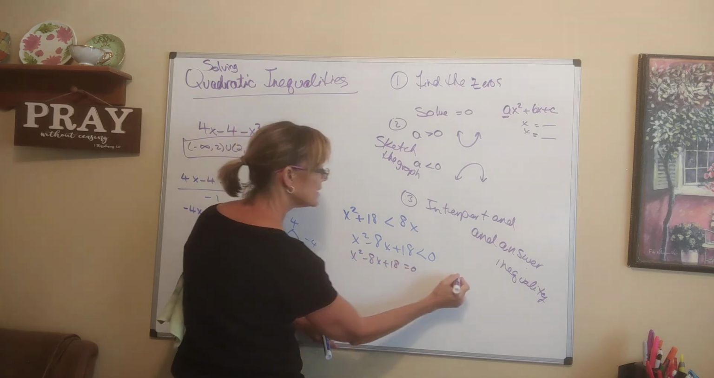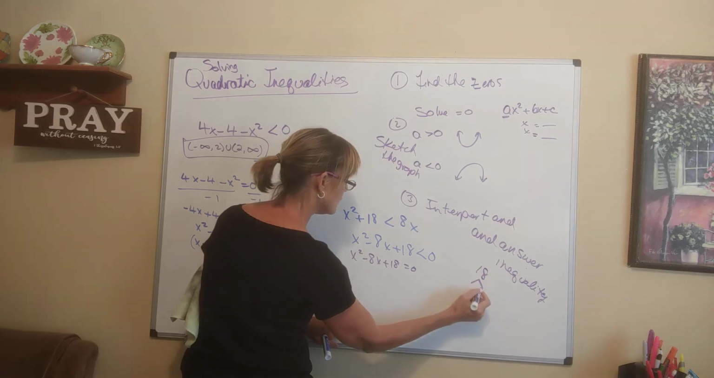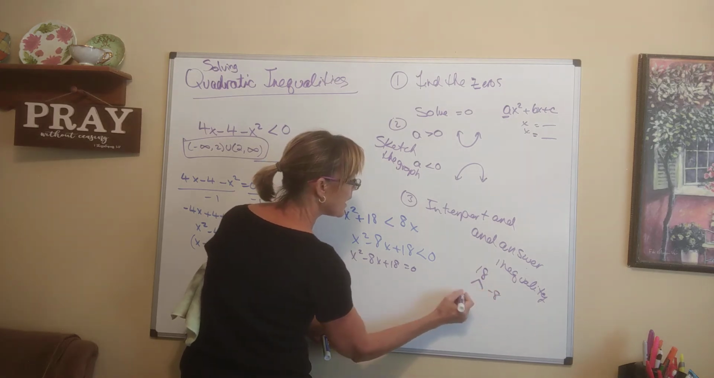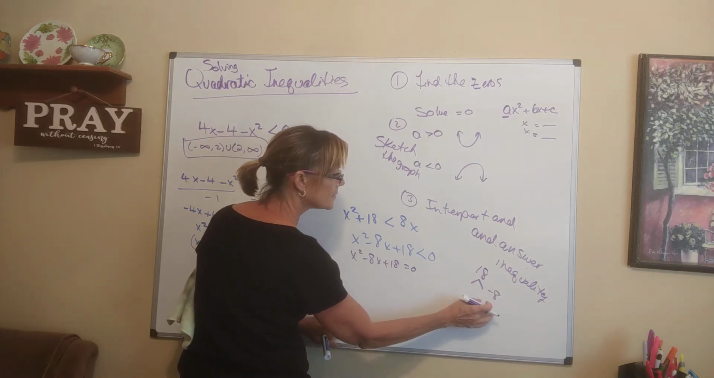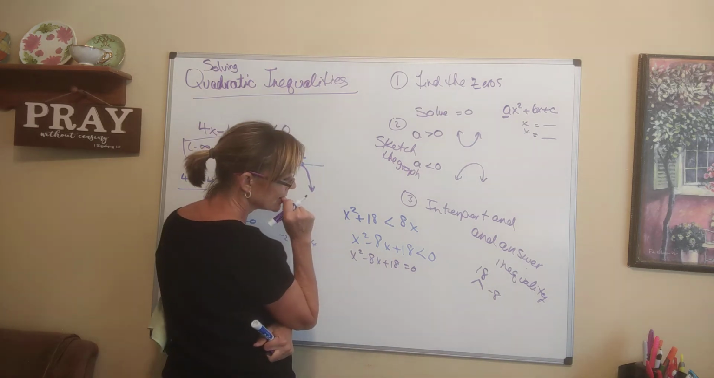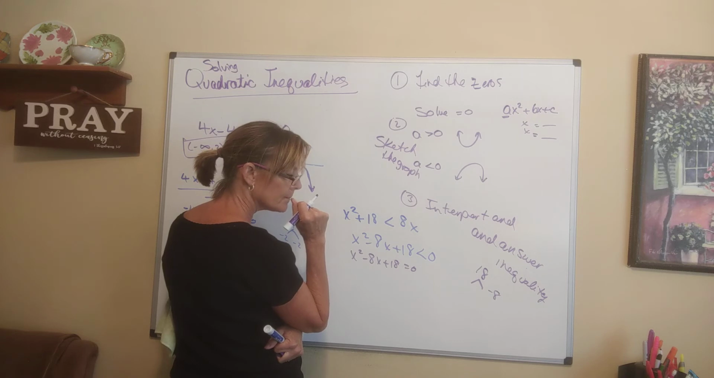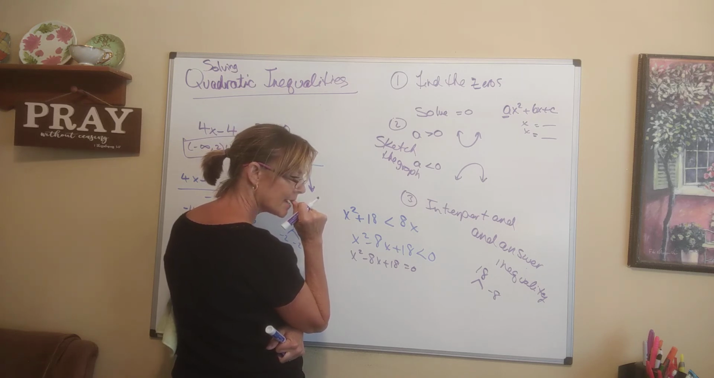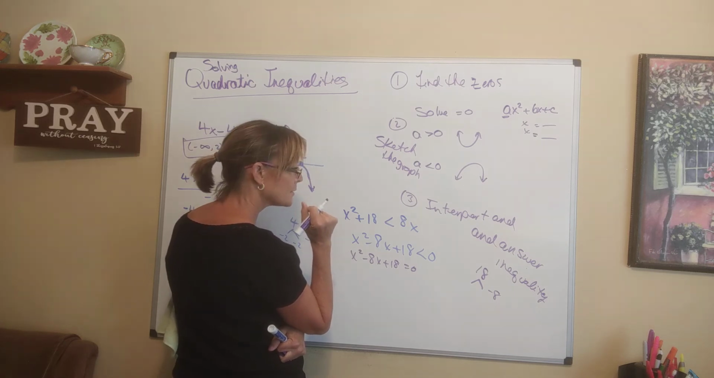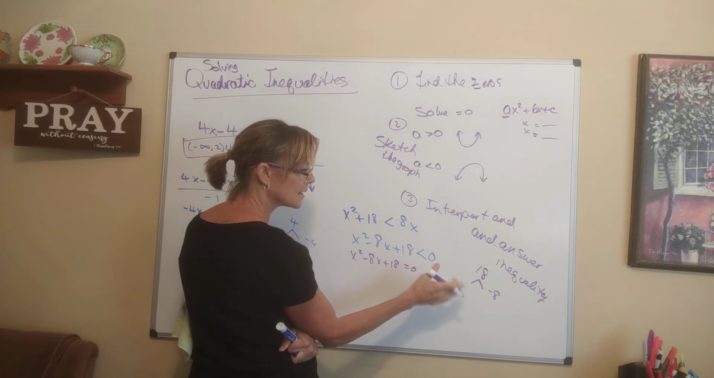Let's see, 18, does this factor? We need 2 things to multiply to be 18, but add up to be -8. Let's see. 6 times 3 gives me 18, but that adds up to be 9. I'm going to have to use, I can't factor this one.